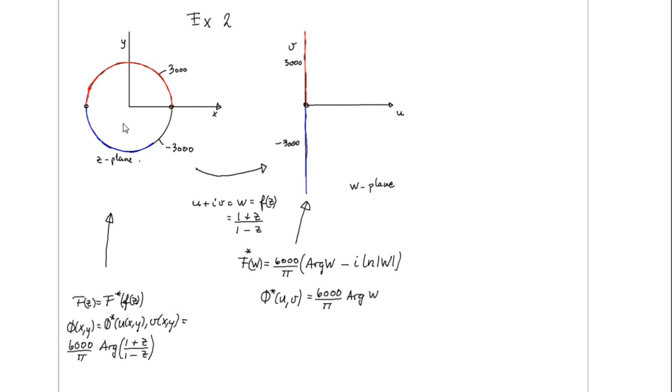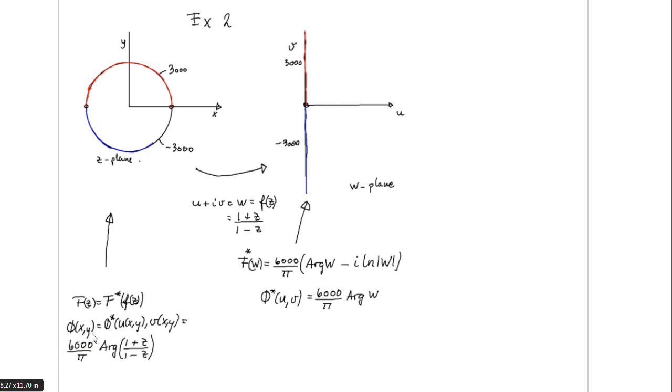So now we find the solution of the potential inside this circle by just doing exactly as we did in the first example. We just write phi of x y equal to this phi star, where F star is defined here. And we know that this phi star is just 6,000 over pi multiplied with the principal argument of w. And we know that w is in fact this expression for the Möbius transform, 1 plus z over 1 minus z. So we have just inserted this expression into the formula for phi.